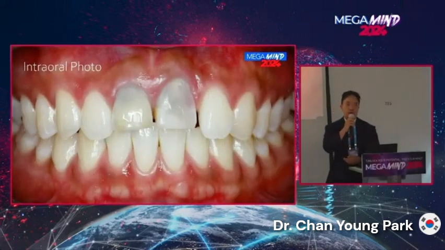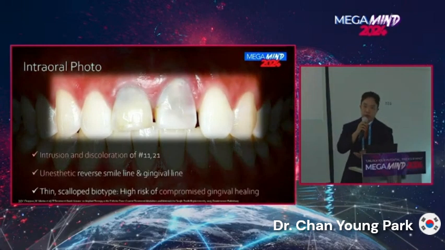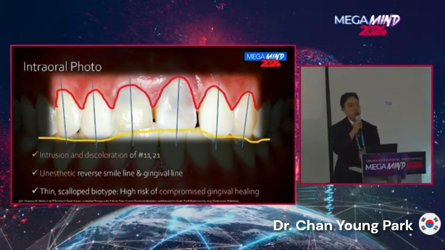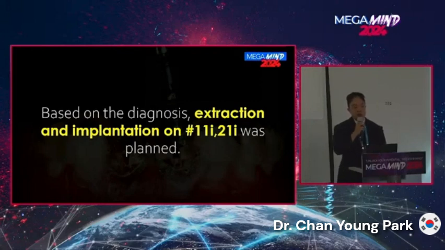And if you look at the intraoral photo, we can see some additional problems, including intrusion and discoloration of the two teeth with unaesthetic reverse smile line and gingival line as well. And due to the thin scallop gingival biotype, there could be some risk of a compromised gingival healing after implant surgery. Well, nevertheless, these two teeth were hopeless to be saved, so extraction and implantation on the two teeth were planned.